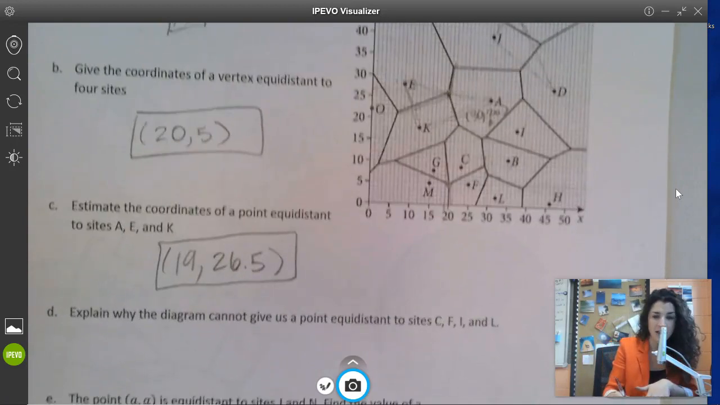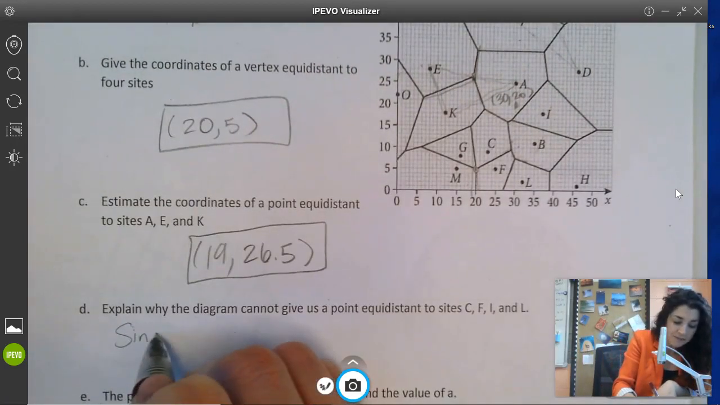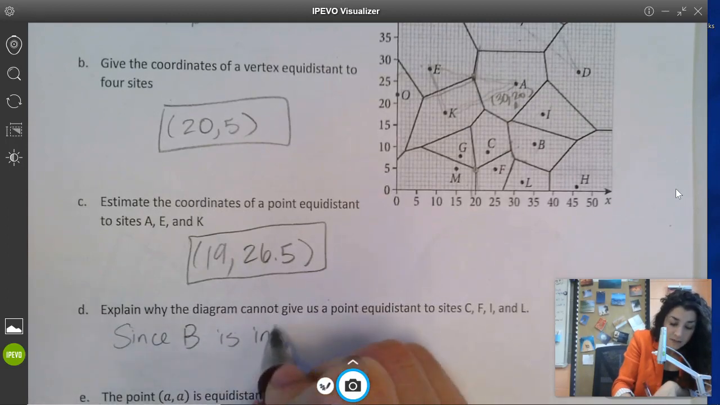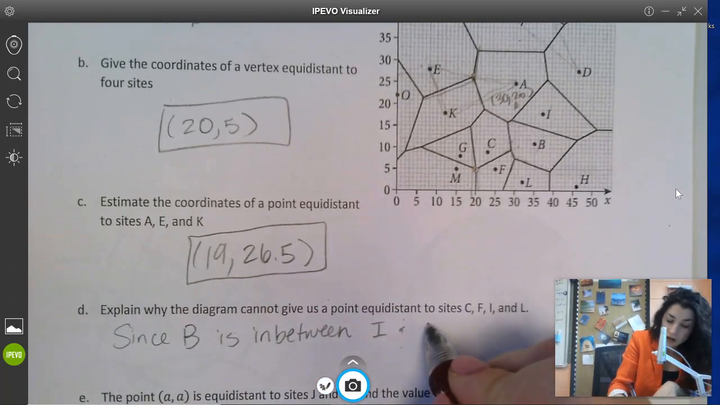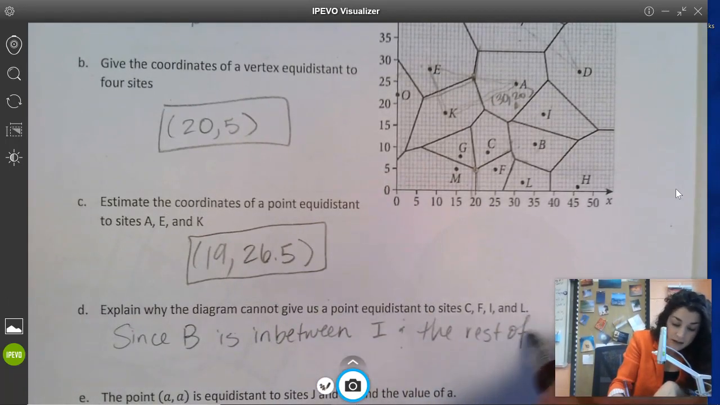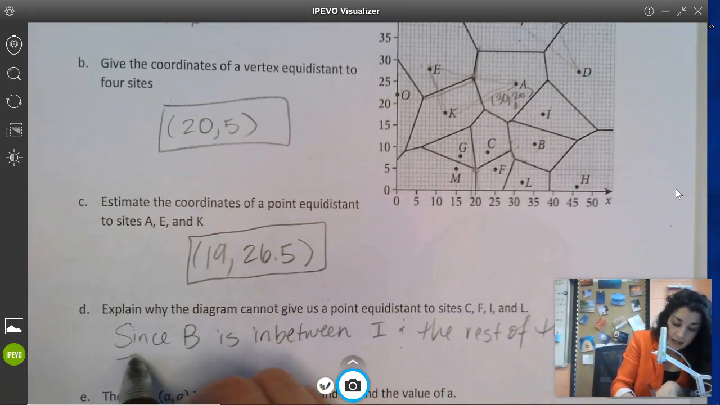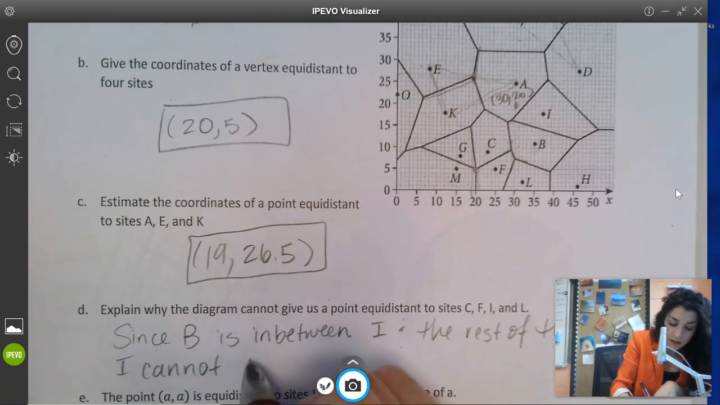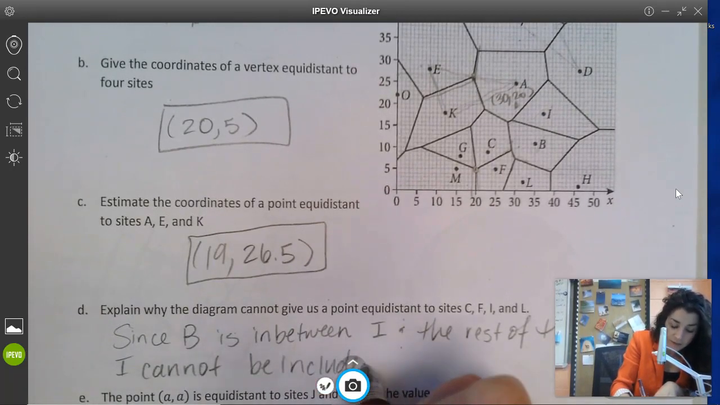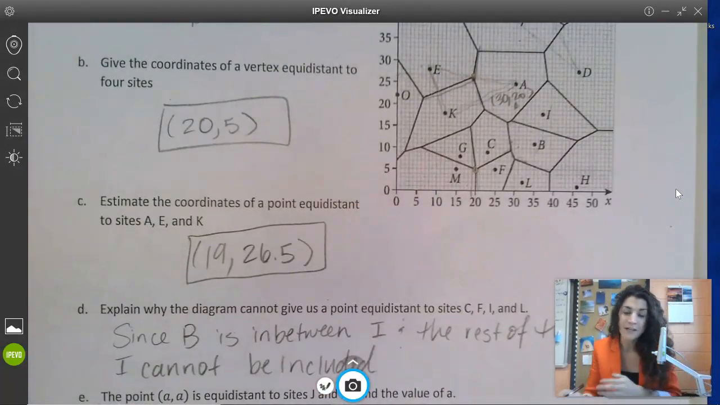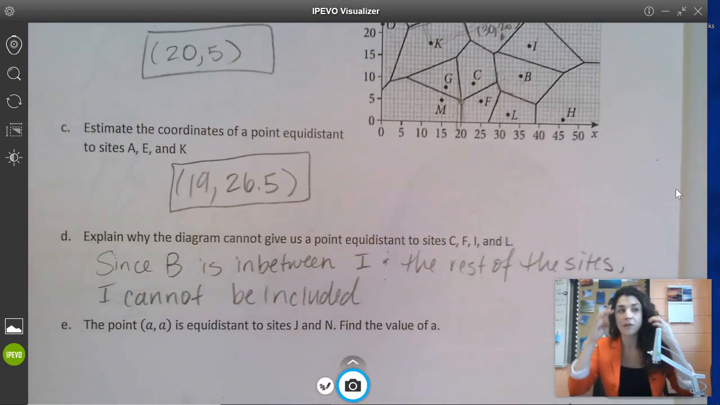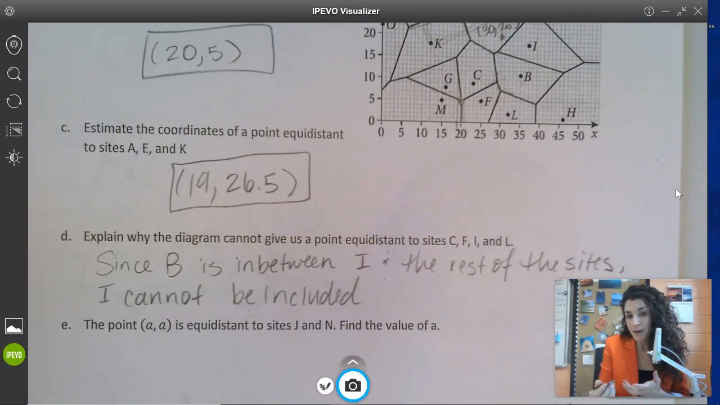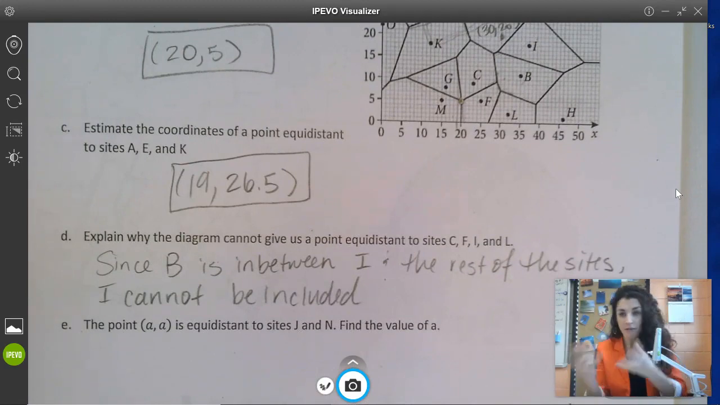So we can say something along the lines of, since B is in between I and the rest of the sites, I cannot be included. If I wanted to be super mathematical, I would say it couldn't be concluded in the point of concurrency, the point where all of those lines intersect. But I'll say that I cannot be included in the trifecta or whatever.